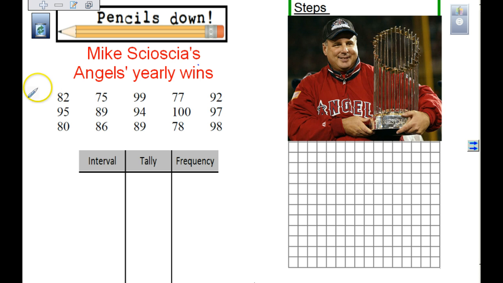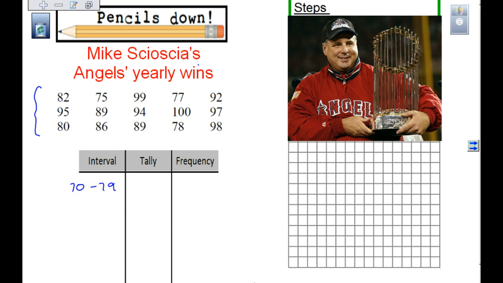So the first thing you want to do is look at all the data and figure out, well, where do you need to start? Do we need to do a 0 through 9? Are there any numbers 0 through 9 here? No. 10 through 19? No. So we really don't need to start making an interval until we get to the 70s. So your first interval will be 70 through 79.